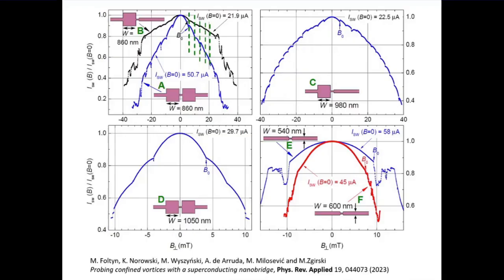Yes, like you see here. For example, here, this is the entry of the first vortex. Is this what you are asking? Yes. So this is the field for which the vortex is captured for the first time spontaneously when you cool down the structure across Tc. So this is field cooling.